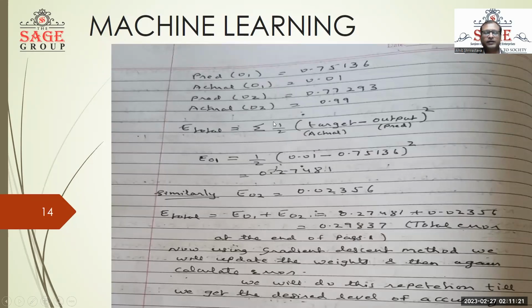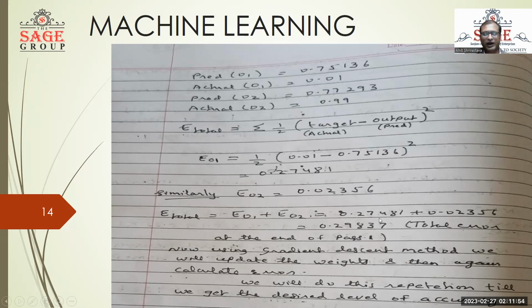So now we want to calculate the error. E total will be the summation of half into actual minus output, the whole square. So EO1 will be half into 0.01 minus 0.75136, the whole square, which comes to 0.27481. Similarly, we can calculate EO2, which comes to 0.02356. Now, when we total up EO1 and EO2, this is my total error after my pass 1, 0.29837.